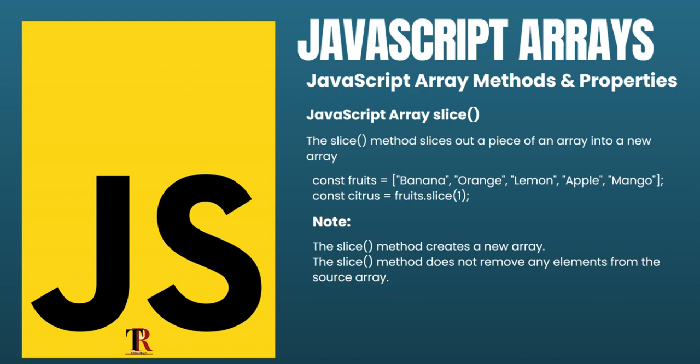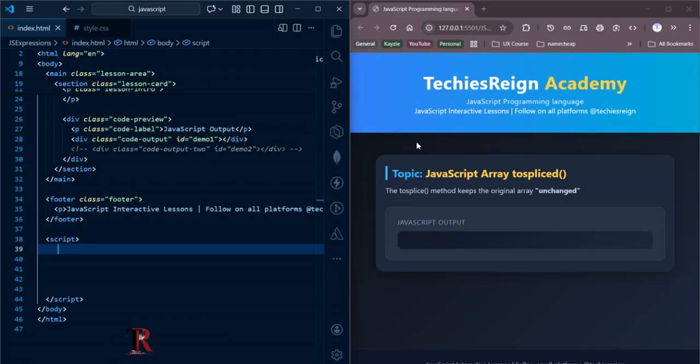In this lesson, we are going to be looking at the opposite of the splice method, which is the slice method. The slice method slices out a piece of an array into a new array. Now look at an example: under it, an array variable, then the slice method is passed in with a parameter of where that slice should happen, and then this will give us an output. So let's take a look at that example to understand this better.